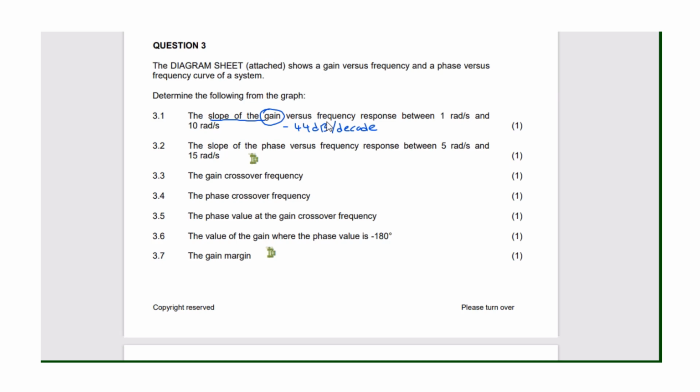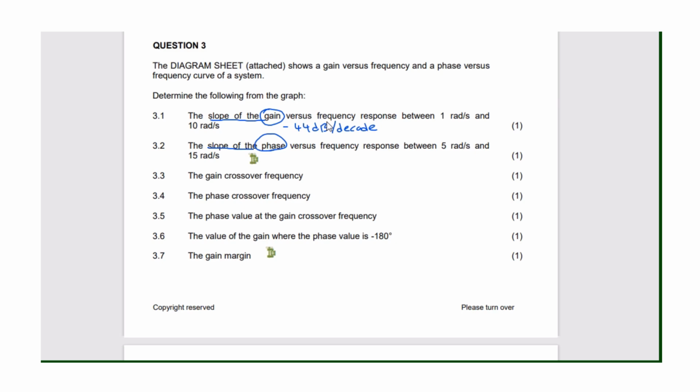Now the slope of the phase. Oh yeah, you see, first time I see slope on phase, but at least they specify. But guys, with cutoff, it's always gain unless they specify otherwise. If they just say cutoff frequency, just know it's gain. That's maybe another reason they didn't use the word cutoff. They decided to use slope.